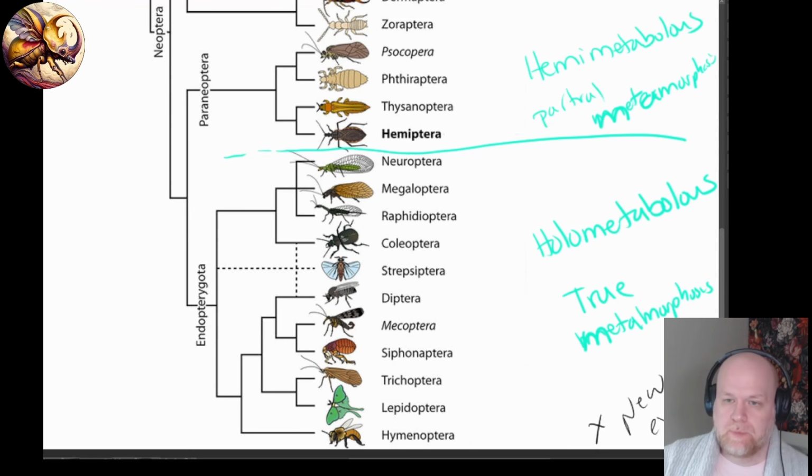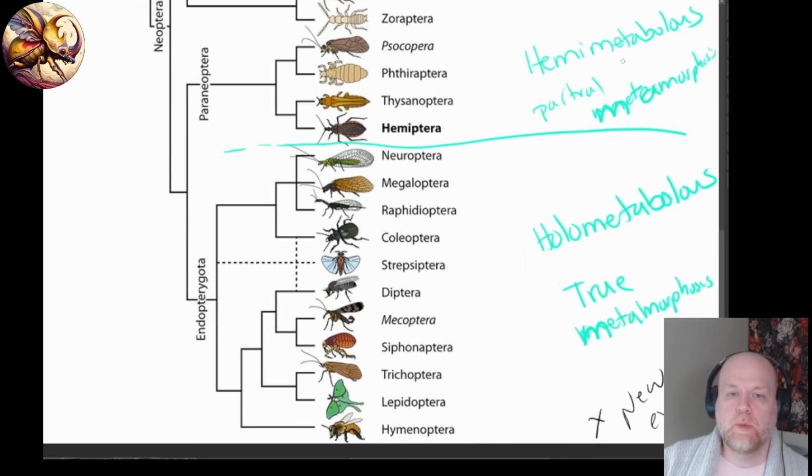So what does that mean? The true metamorphosis is what you think of when you think of a caterpillar turning into a butterfly. It starts as an egg, and it goes into a larva, that goes into a pupa, that goes into a butterfly. So this is a true metamorphosis where the immature state does not look anything like the adult state, and it goes through a pupal stage or a chrysalis stage.